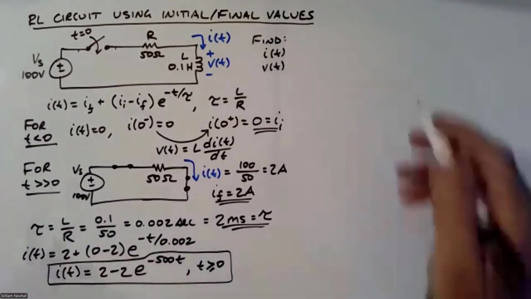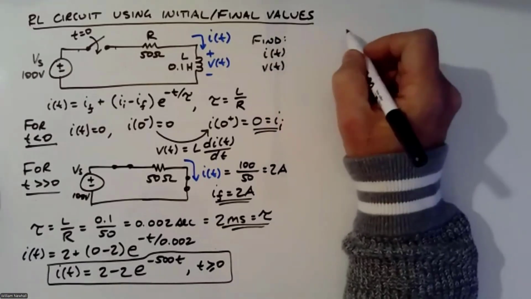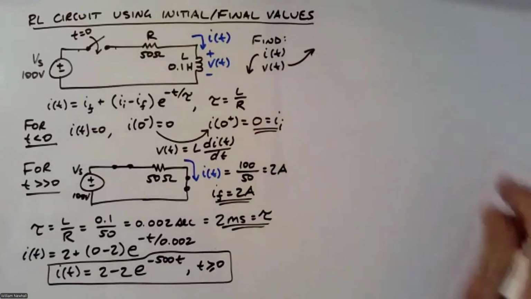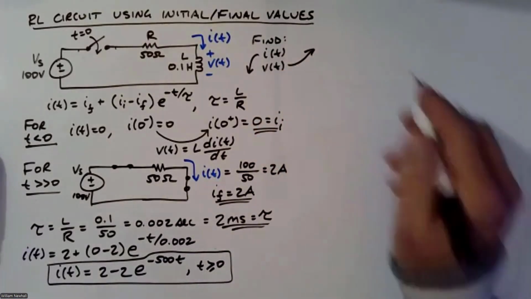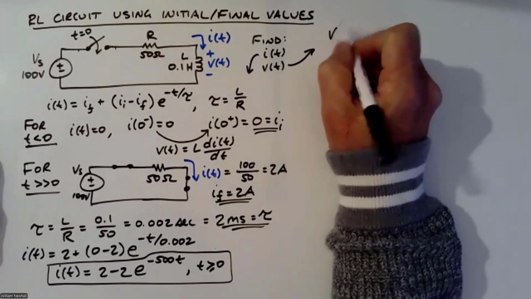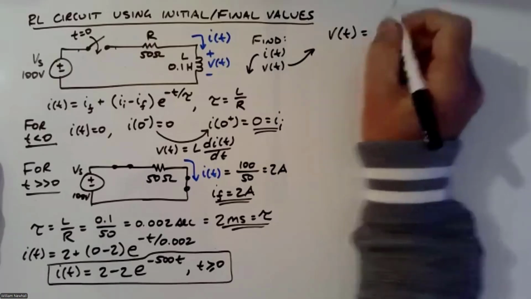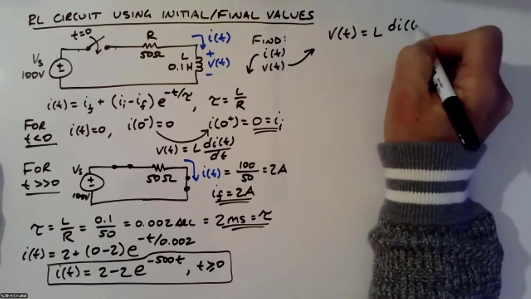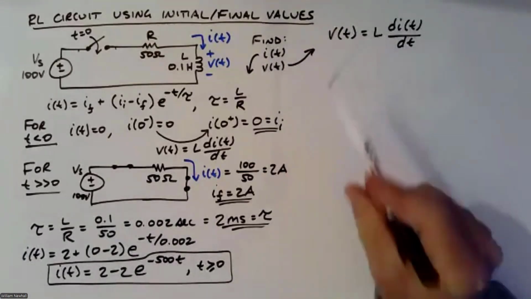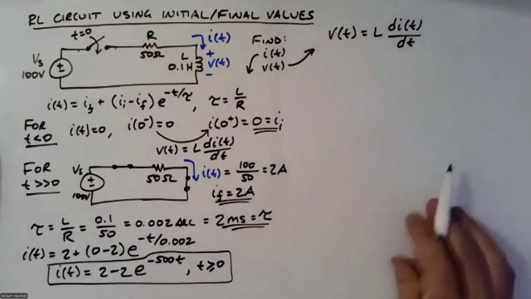So let's do this. Let's next find V of t. This was the I of t solution. This is the V of t solution here. Well, this you'll see is a little easier. We know I of t, so if we could only find V of t from I of t, and we can, V of t is equal to L di dt. That's the relationship between current and voltage for an inductor. We know I of t and we know L, so we can just calculate V of t.